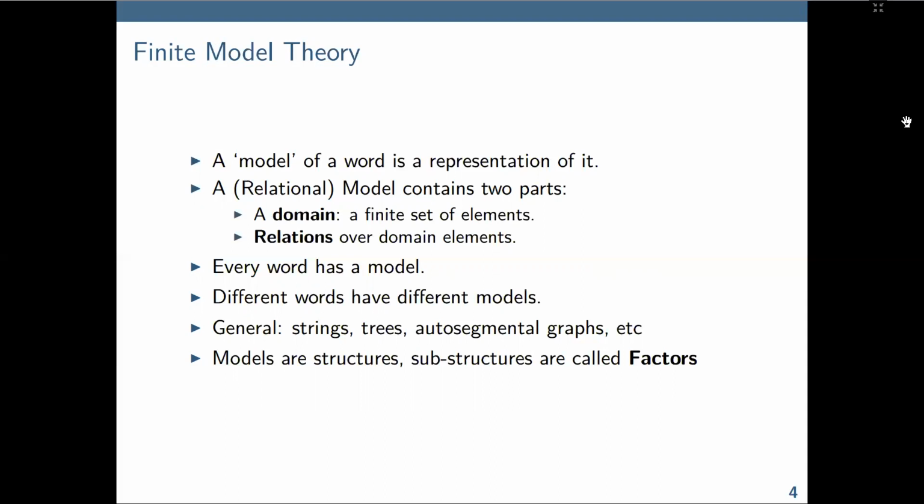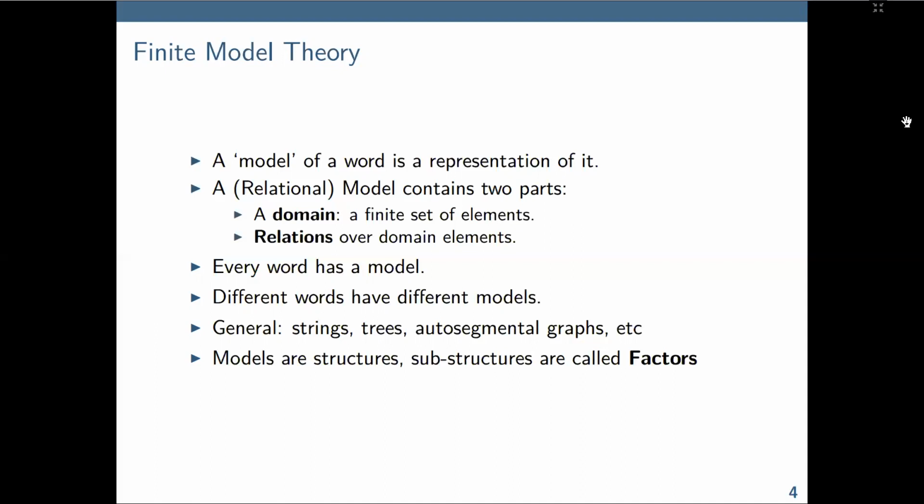So the model in finite model theory of a word, let's say a phonological word, is a representation of it, okay? A model of a word is a representation of that word. A relational model contains two parts, right? So the representation is described in two parts. First is a domain, right, which is a finite set of elements. And then there are relations over those domain elements. Okay, so that makes a relational model.